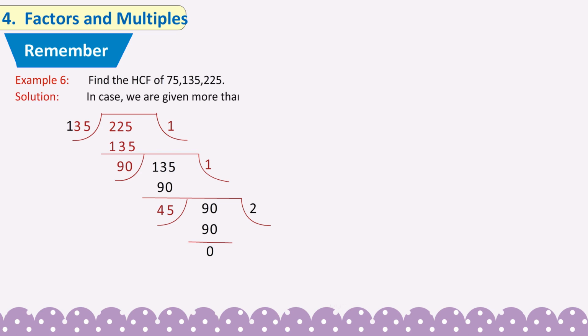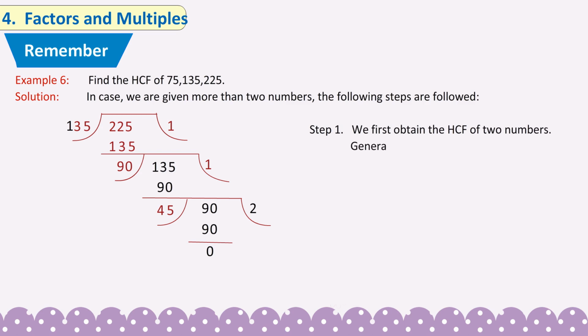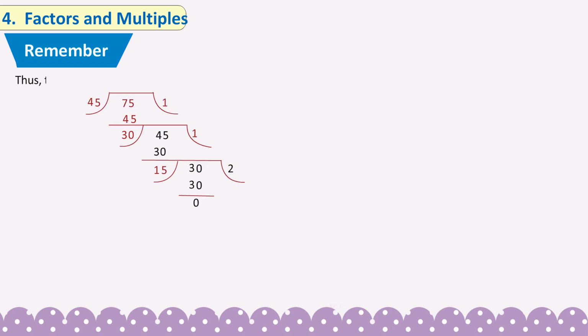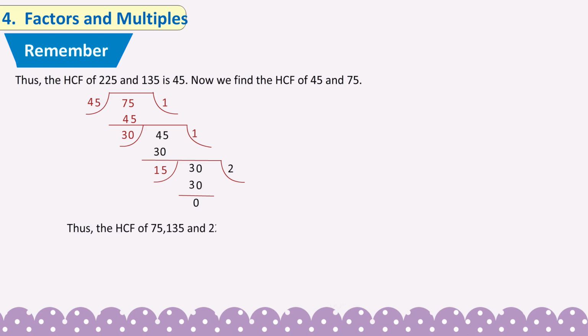Solution. In case we are given more than two numbers, the following steps are followed. Step 1. We first obtain the HCF of two numbers. Generally, we take two bigger numbers. Step 2. Then, we find the HCF of the third number and the HCF of the two numbers that we obtain in step 1. Thus, the HCF of 225 and 135 is 45. Now we find the HCF of 45 and 75. Thus, the HCF of 75, 135 and 225 is 15.